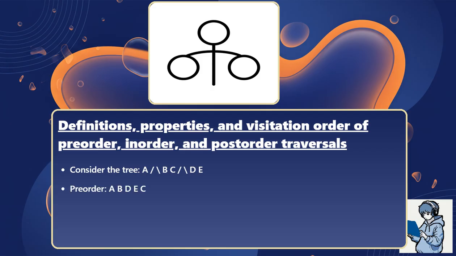Preorder traversal gives A, B, D, E, C. Inorder traversal gives D, B, E, A, C. Postorder traversal gives D, E, B, C, A.